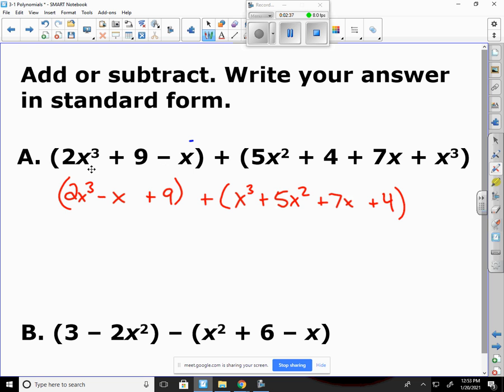Now, because I put it in standard form, I don't have to search what goes with 2x to the third because I see that I have an x to the third right in the front. So 2x to the third plus x to the third gives me 3x to the third. Now if I look here, this is x to the first power. Here I have a 5x squared. So I don't have anything to combine with this. So I'm just going to rewrite it down here.